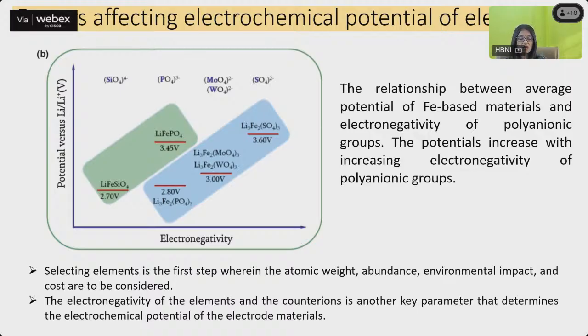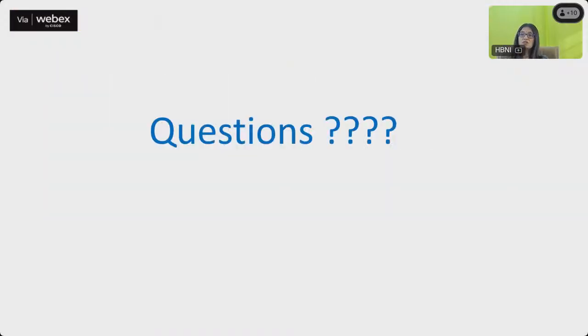So what is the ultimate idea after going through all these different factors which affect the electrochemical potential of electrodes? Selecting elements is the first step, wherein the atomic weight, abundance, environmental impact, and cost are to be considered. Then you have to see the electronegativity of the elements and the counter ions. This is another key parameter that determines the electrochemical potential of the electrode materials. So whenever you are designing materials for electrodes, these are the key considerations to keep in mind, for designing new electrode materials for better performing batteries, whether lithium or sodium or whatever. So with this, we'll end the class today.